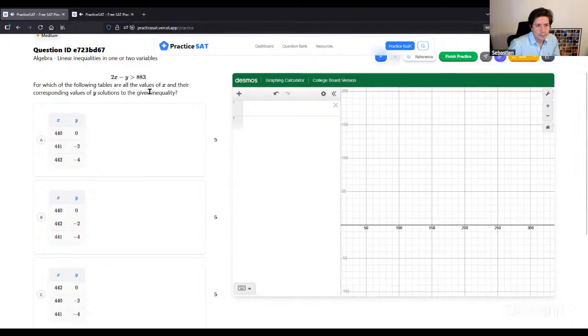The following tables show values of x and their corresponding values of y. Which are solutions to the given inequality?